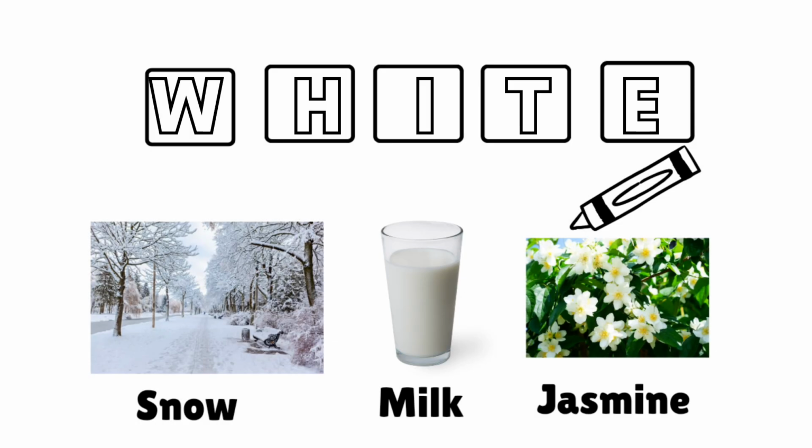Our last color is white. White. Let's spell white. W, H, I, T, E. White. Examples of white color are snow, milk, and jasmine. White.